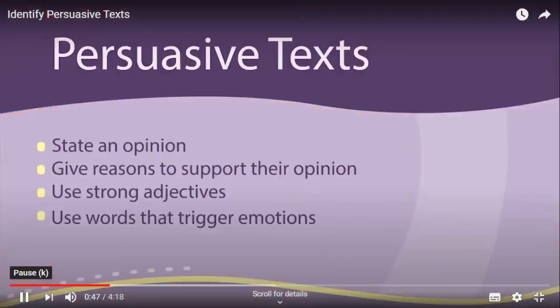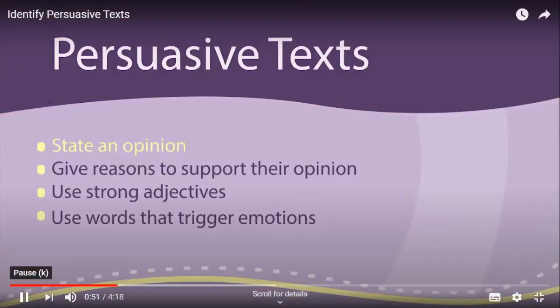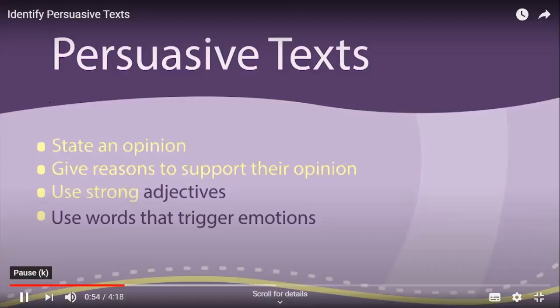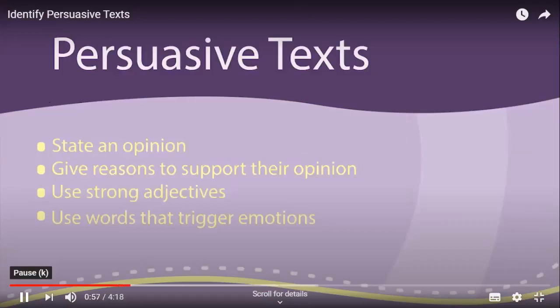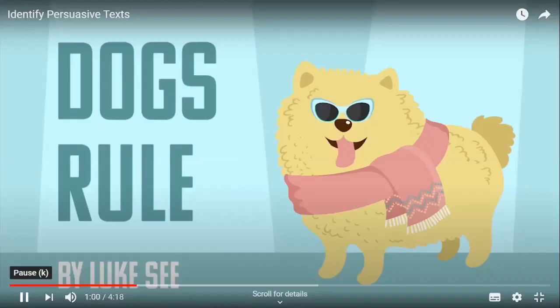To try to convince the reader of something, the author of a persuasive opinion gives reasons to support their opinion, uses strong adjectives, and uses words that trigger emotions. Listen carefully to the text of a persuasive text. Try to identify the opinion and the reasons that support the opinion.